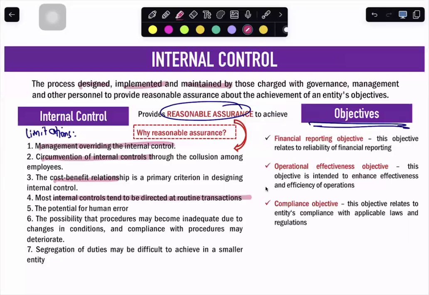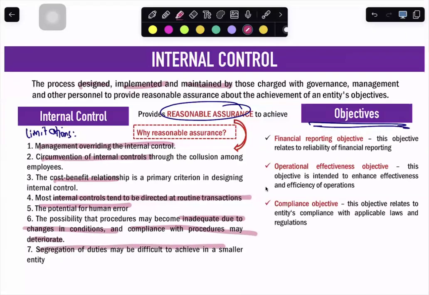Next, most internal controls tend to be directed at routine transactions because it's very hard also to look into the different controls for a non-routine transaction. So since it is routine transactions, you know the processes, therefore you know what controls need to be placed. Next, the potential for human error, and then the possibility that procedures may become inadequate due to changes in conditions and compliance with procedures may deteriorate. This is because as time passes by, maybe your controls were working effectively before, but as time changes, those controls may not work anymore. And you need to review those controls again.